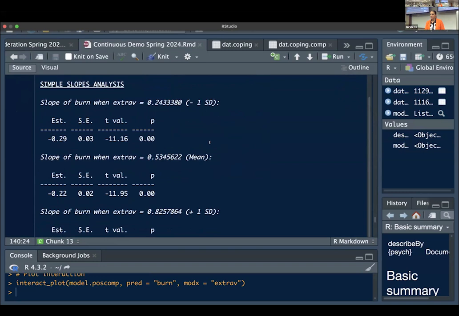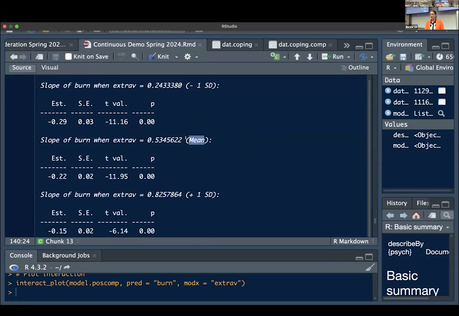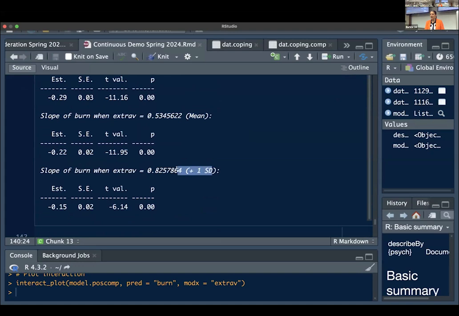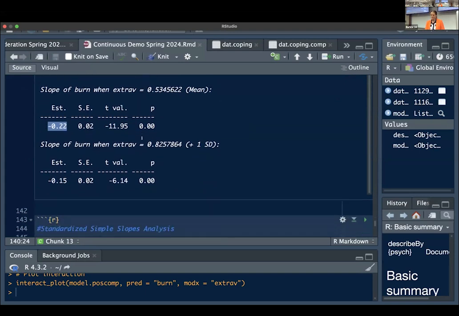Here they are. It's very nice. So this is it when extroversion is low, when extroversion is average, and when extroversion is high. And what we can see is they are all significant, meaning they're all negative. Be very careful. These are not standardized. Those are B's, not betas. Okay, JJ, to your very earlier point, that negative 0.22 matches the negative 0.22 in the regression coefficient table.